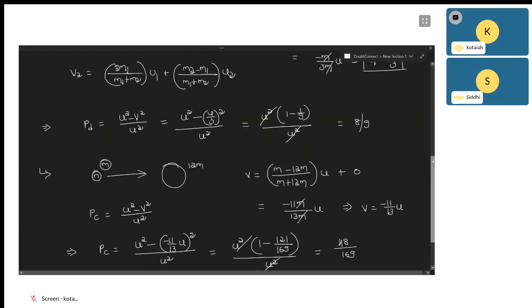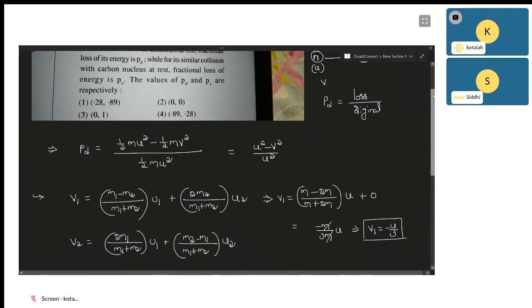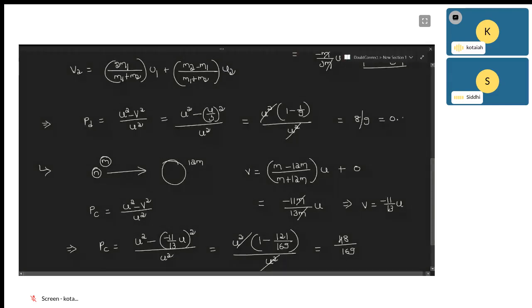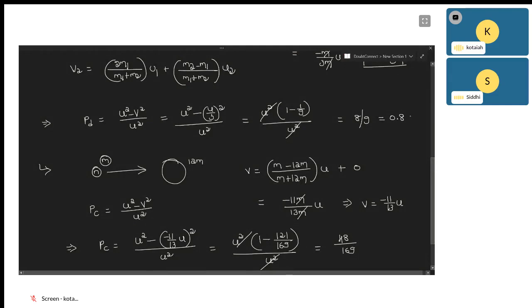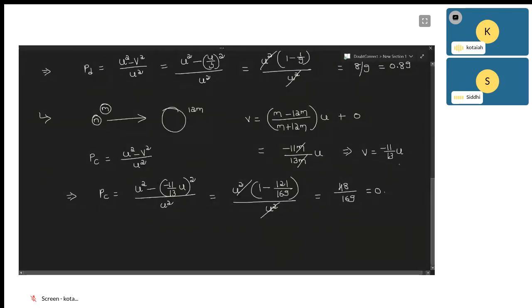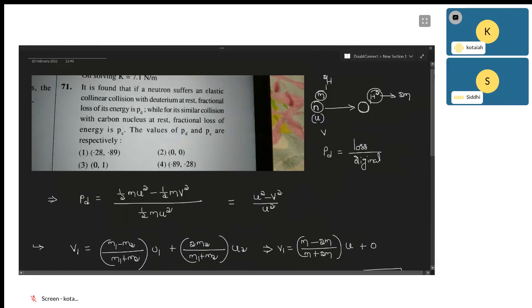This is Pc. Now, what is being asked? The ratio of the values of Pd and Pc. He is asking values only. So 8 by 9 means 0.89, almost. Now, coming to this one, 48 by 169 is 0.2 something. Just check the options. 0.89 is the first one, and 0.2 something, so the answer is option 4. Clear now?